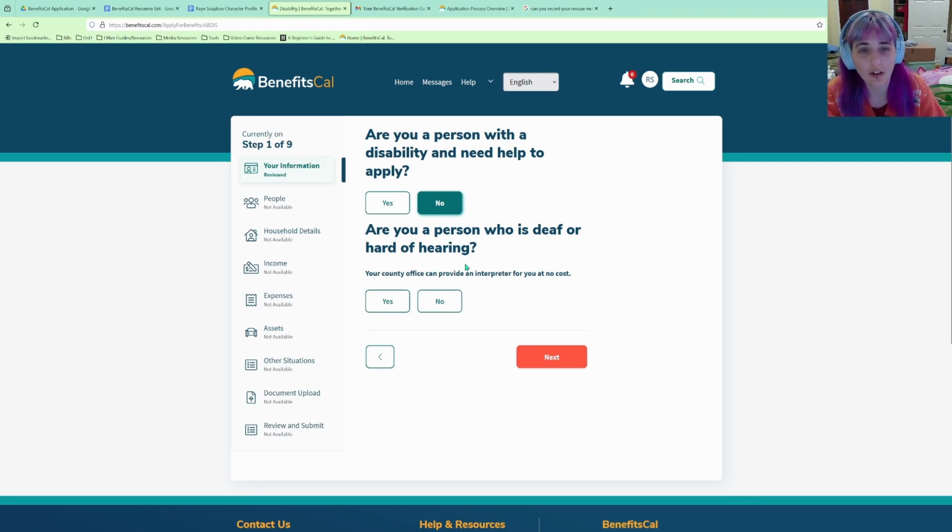Anyway, in our case, we don't need extra help, or at least in my case. If you do, please get the help that you have a legal right to, per the ADA, Americans with Disabilities Act. Are you a person who is deaf or hard of hearing? No, but if you were, your county office can provide an interpreter for you at no cost. And that is the right everyone has, as mentioned.